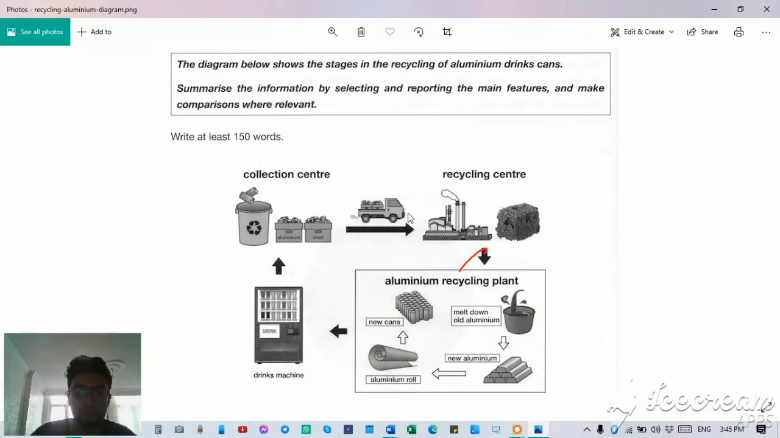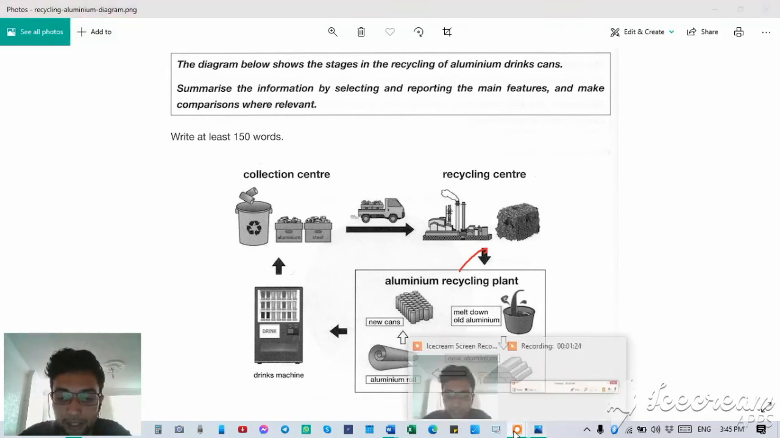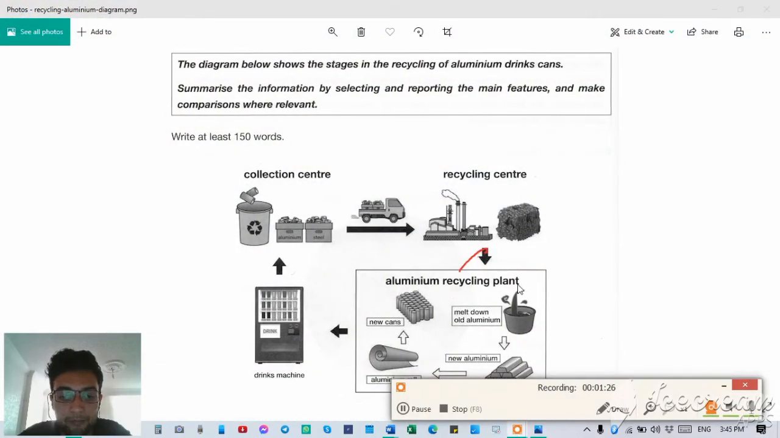Let's take a look at this process. Here we go. Collection center, recycling center. It goes like I told you before. Check the arrows first. See how the process goes. As you can see, there's a recycling bin, and the cans are collected here, and transferred to the factories using a truck. And then there's an aluminum recycling plant.